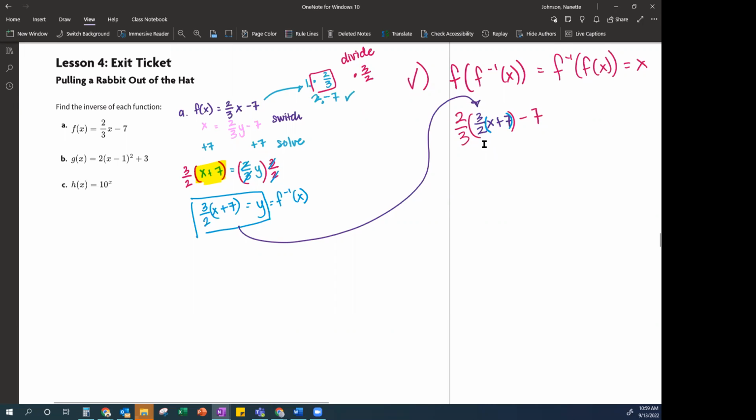I tend to not like the word canceling just because it doesn't go away poof like magic. It actually just multiplies to 1. Do you guys all see that? So this multiplies to be 1. 3 divided by 3 is 1. 2 divided by 2 is 1. So here I have x plus 7 minus 7.